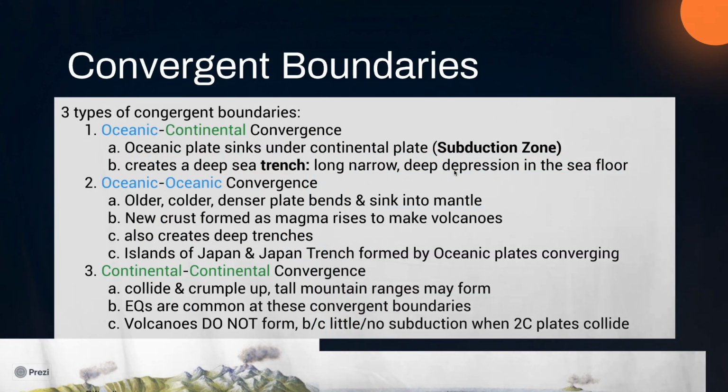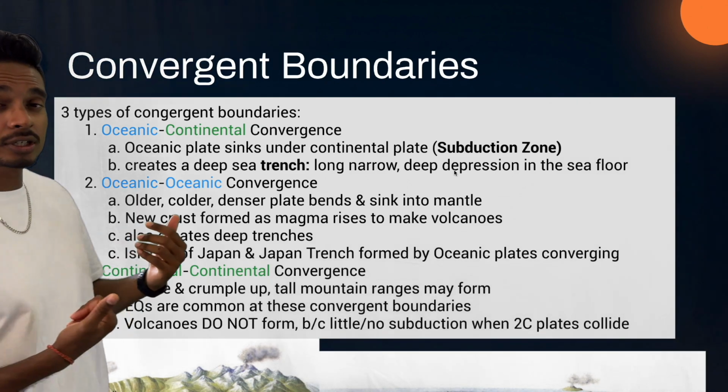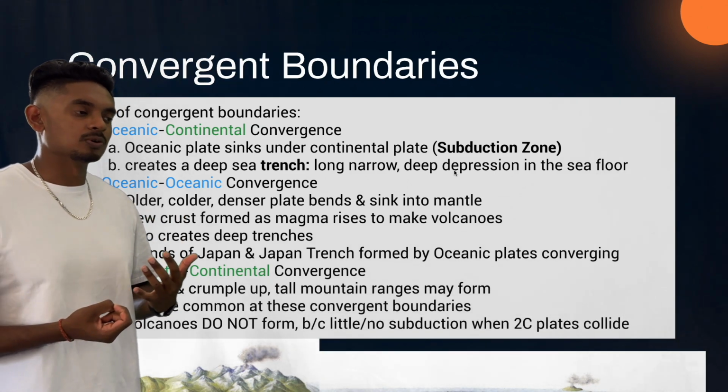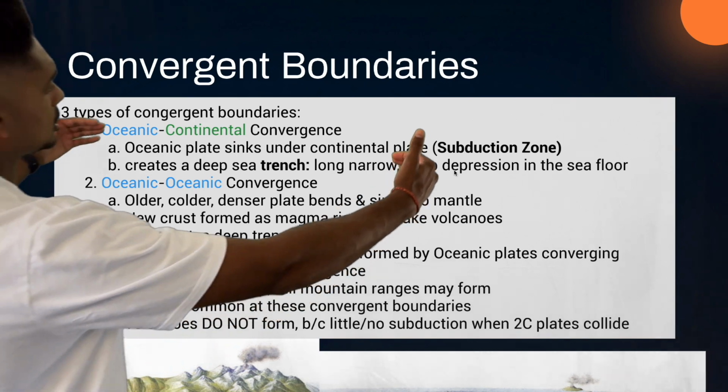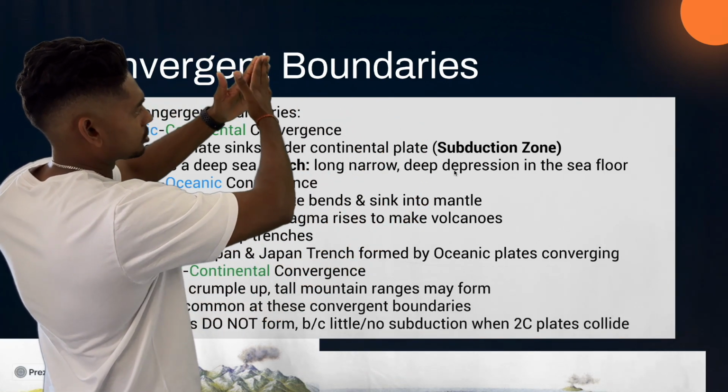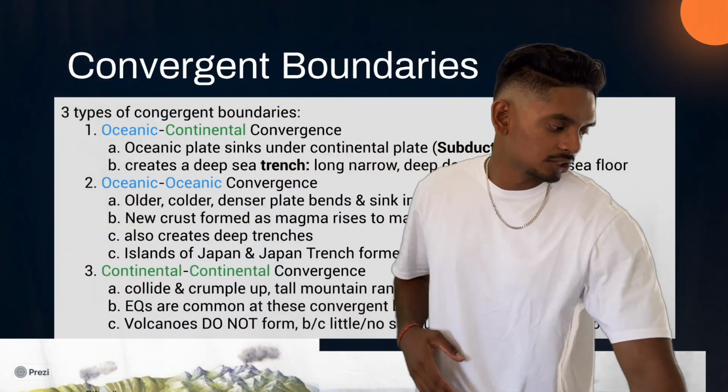Ocean to ocean is both dense, but the older and colder, denser one will bend and sink. New crust forms as magma rises to make volcanoes, also creating deep sea trenches. Okay, and then you have continent to continent, which is colliding and crumpling up. So none of these submerge, they just crumple and crash. It's crazy. This is the one that creates mountains. Volcanoes do not form here because when you slide two of them together, they just crash into each other and create mountain ranges. Okay, and there's no subduction zone.